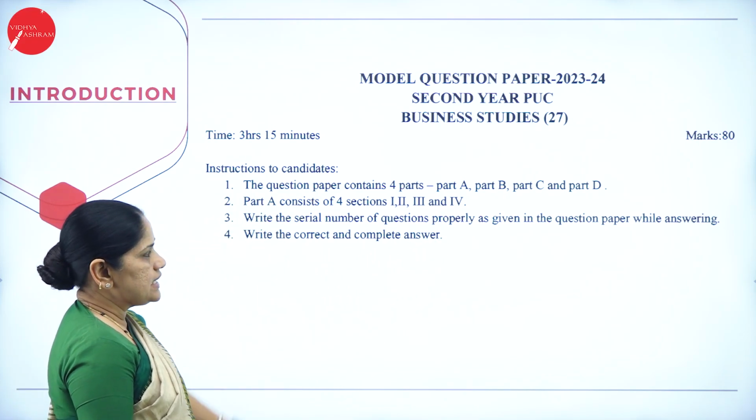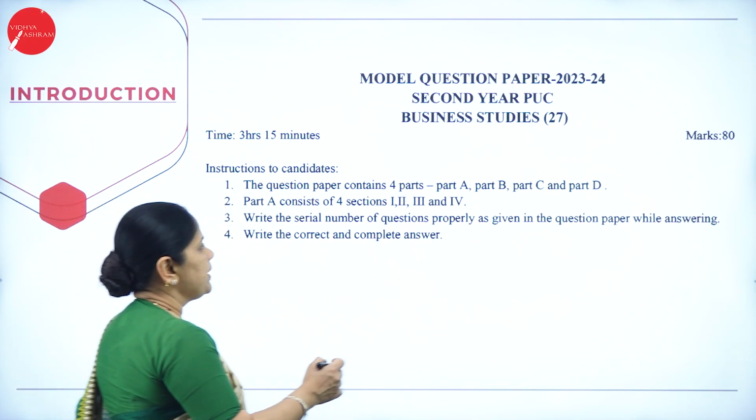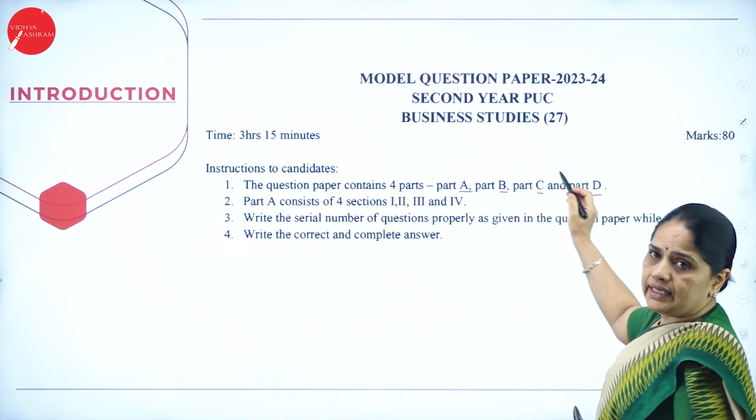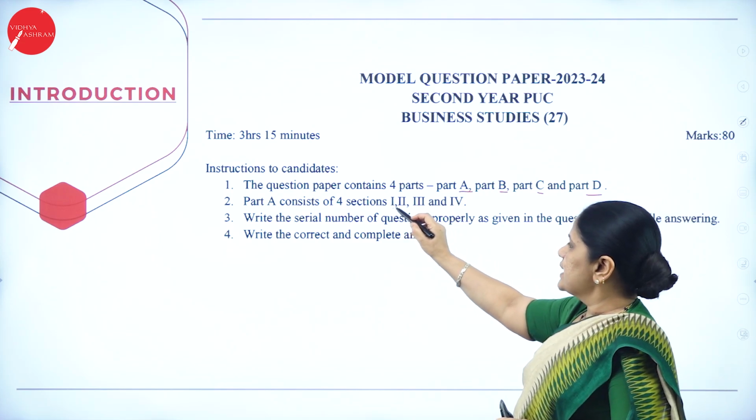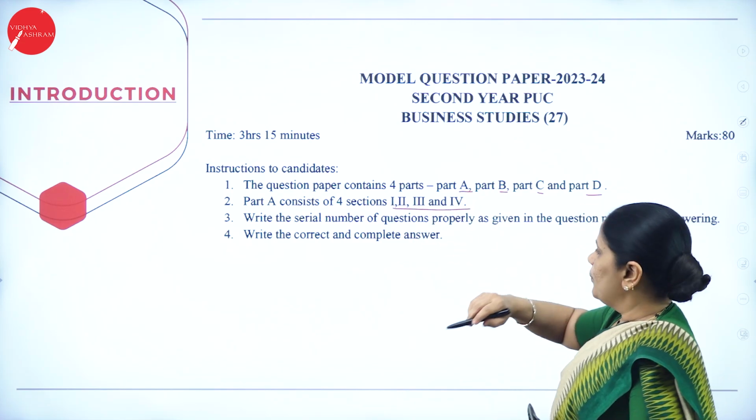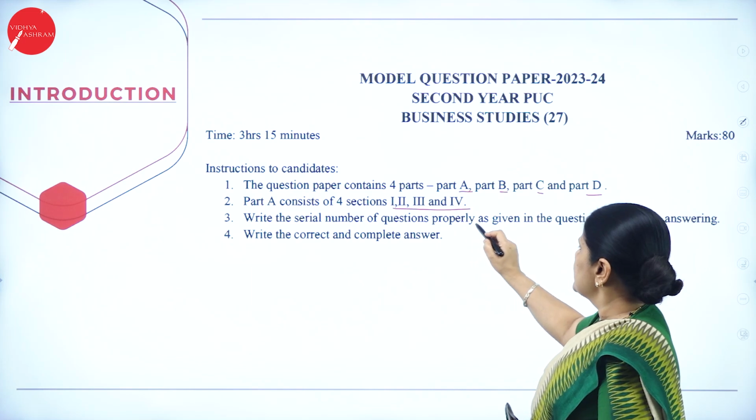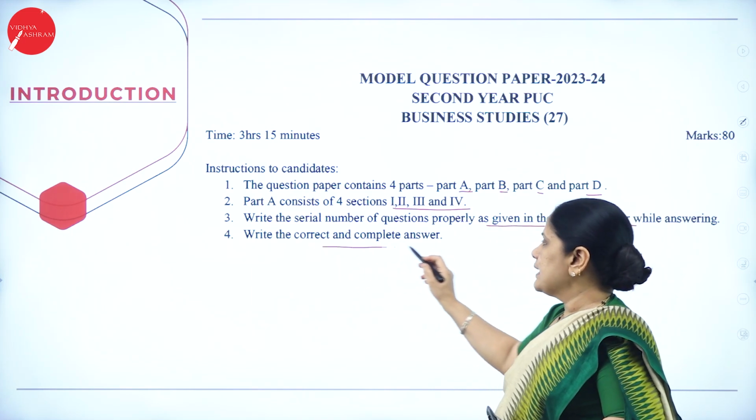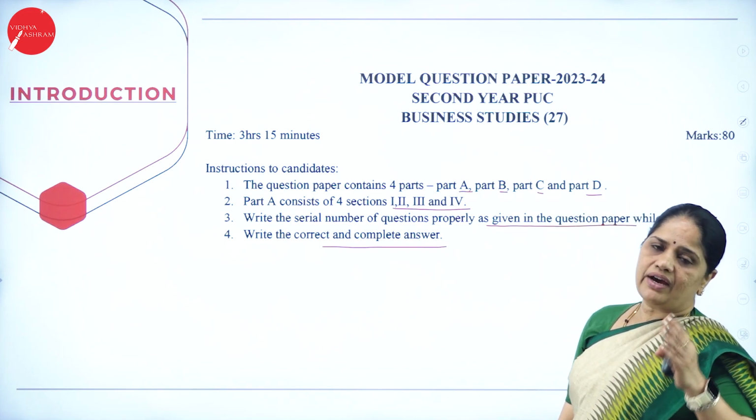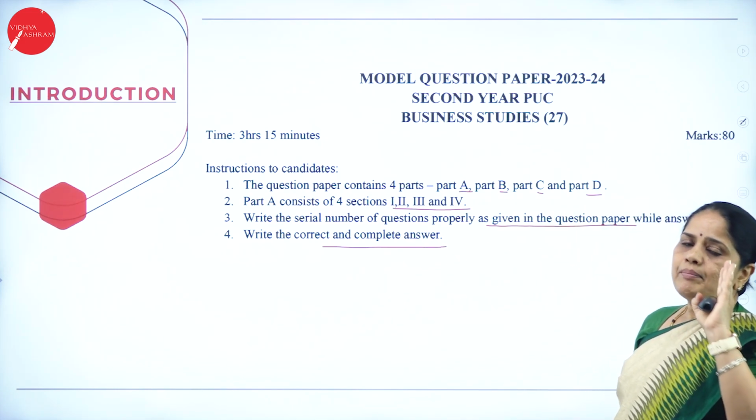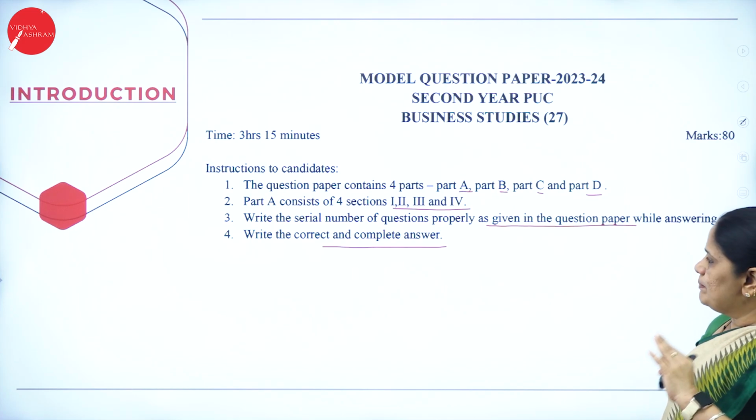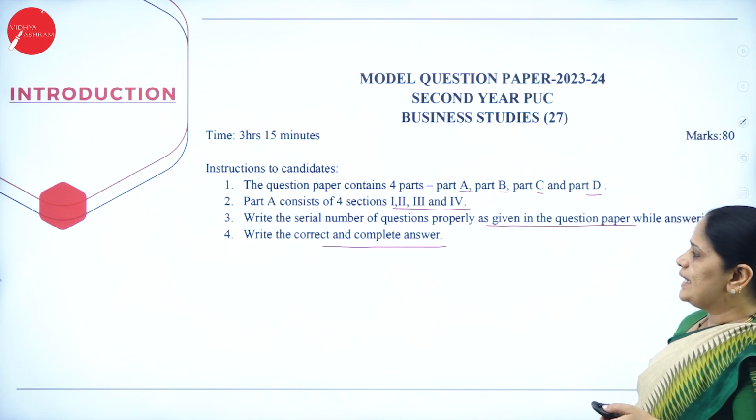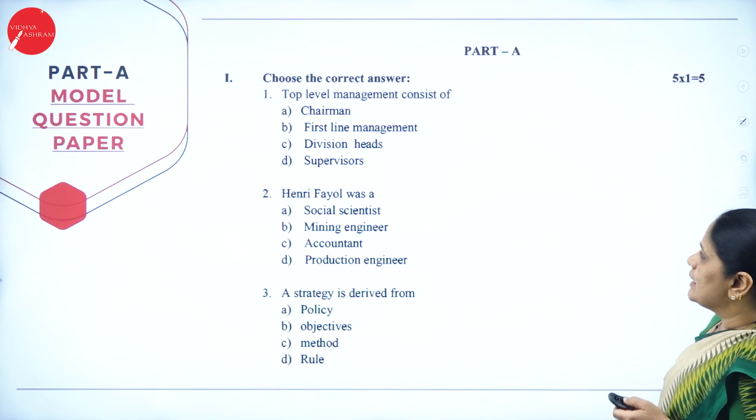Now they have given the instructions to the candidates. The question paper contains 4 parts: Part A, B, C and D. Part A consists of 4 sections 1, 2, 3 and 4. Write the serial number of the questions properly as given in the question paper while answering. Write the correct and the complete answer. So we have 4 parts in the question paper: Part A, Part B, Part C and Part D. So you have been instructed to write the serial number properly and also write the correct and the complete answer.